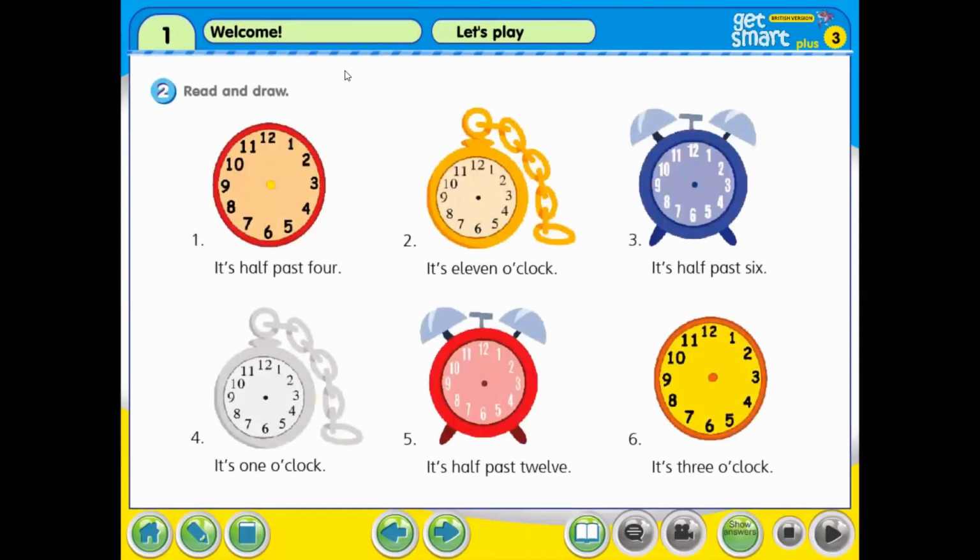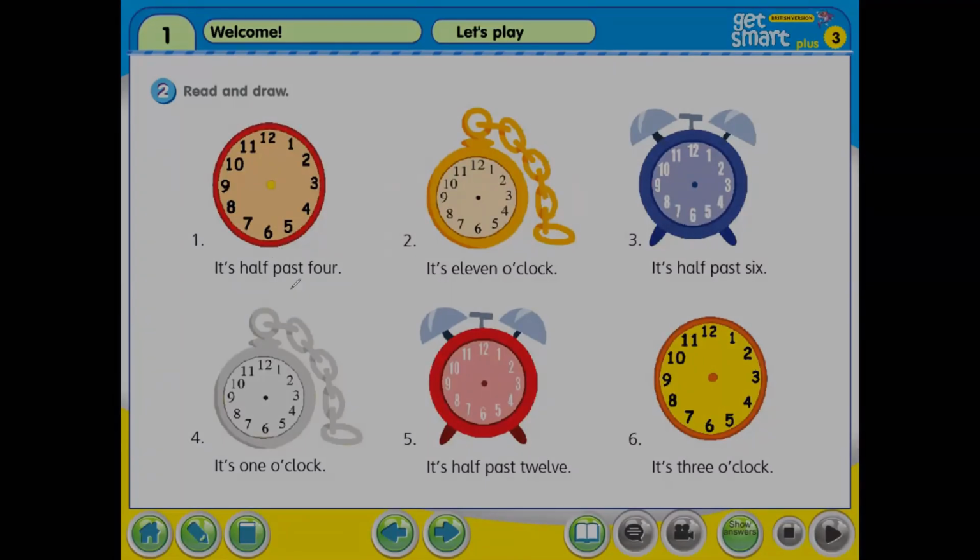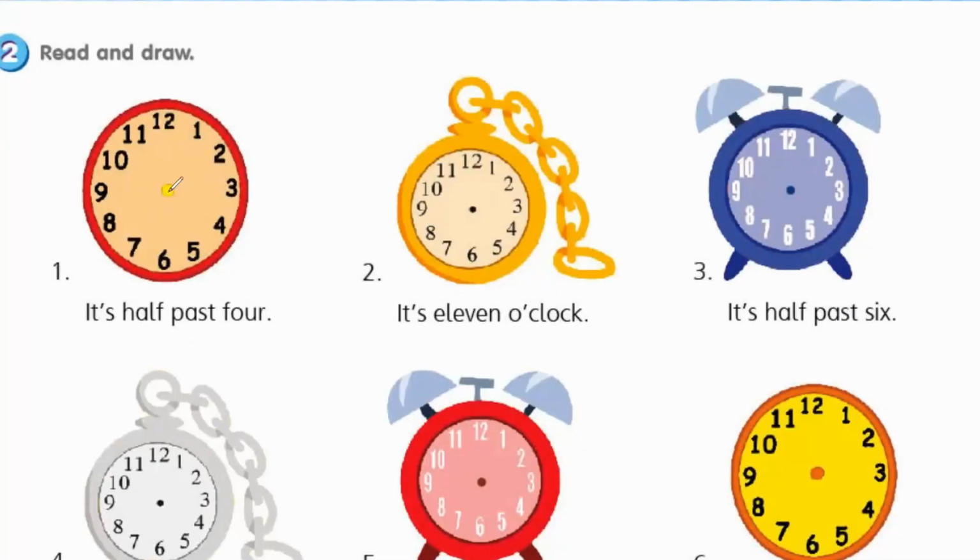Read and draw. Boys and girls, it's 4:30. 4:30 means we have to draw at 6 first. The long needle points at 6. 4:30. The short one at 4. Next, it's 11 o'clock. 11 o'clock means the long one at 12. Now it's 11, pointing at 11. The short one at 11.